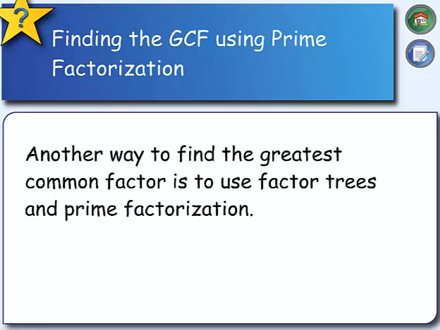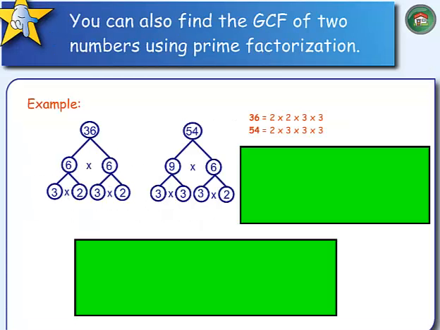A second way to find common factors, greatest common factors, is using the prime factorization. And we'll use factor trees for that. Remember, our factor trees break down the number into prime factorization, only prime numbers. So here's the example of 36 and 54. We know that the prime factorization of 36 is 2 times 2 times 3 times 3. And for 54, 2 times 3 times 3 times 3.